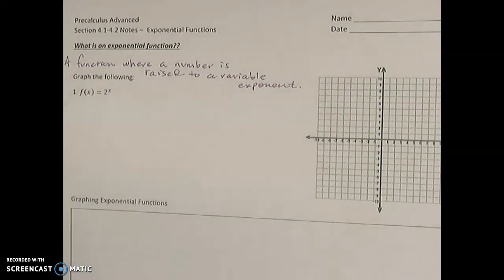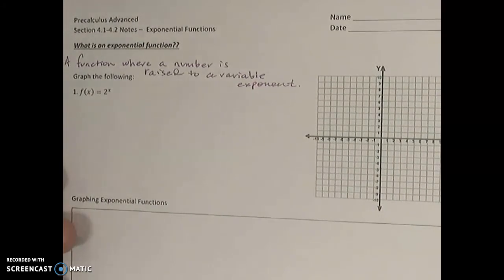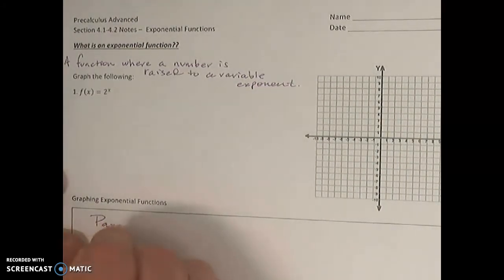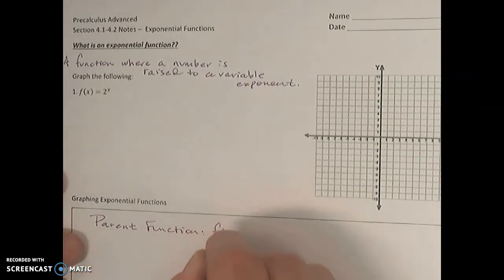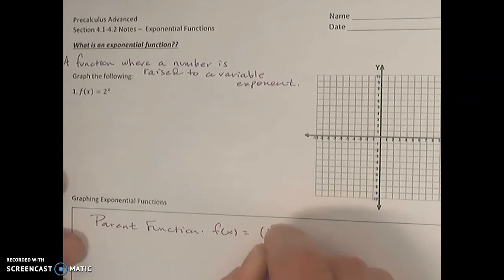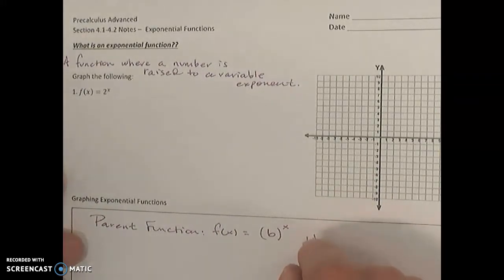As you can see in the first example we're going to do together, a little base case here, 2 to the x power. So for the most part, you guys have been very used to variables to numerical powers, like x to the second, x to the third. This is the reverse of that. We have a number raised to a variable power, okay? We have a parent function for that. A parent function would be f of x is equal to b to the x power, where b is a real number.